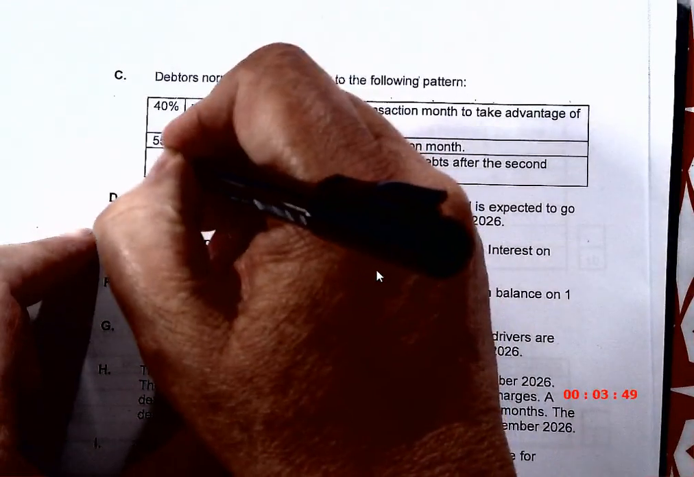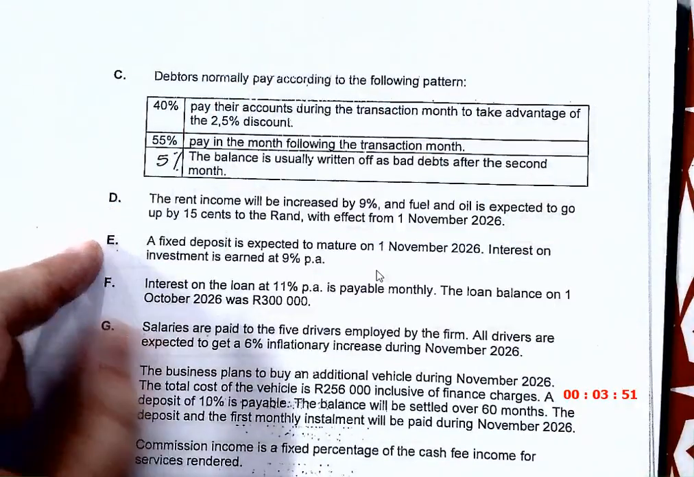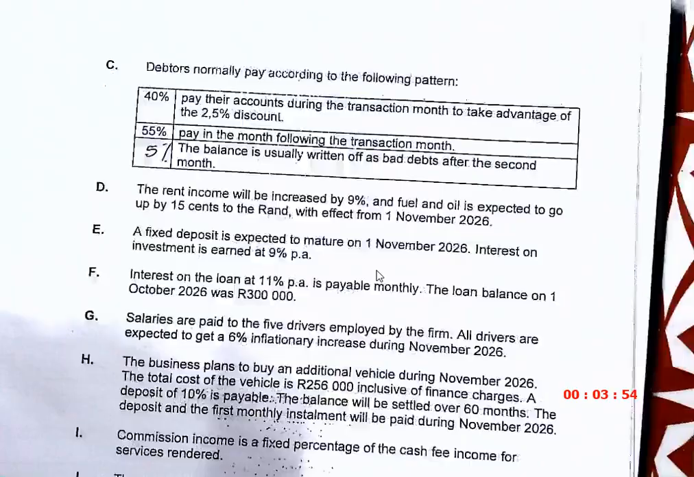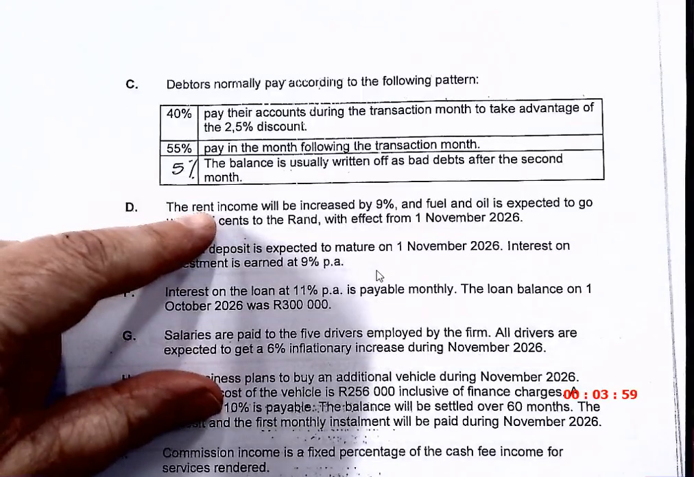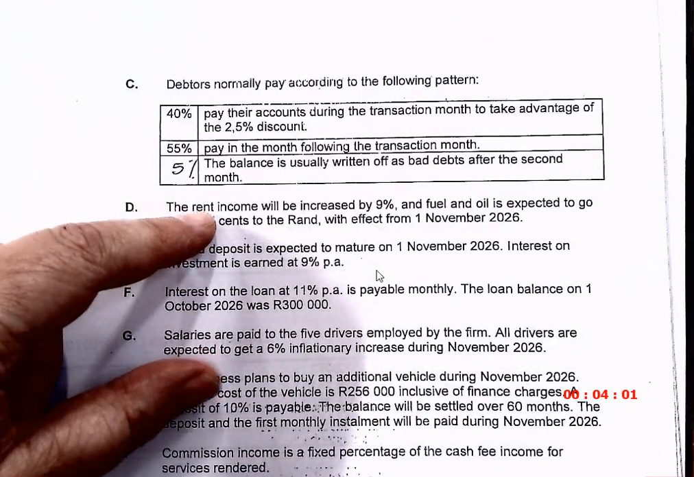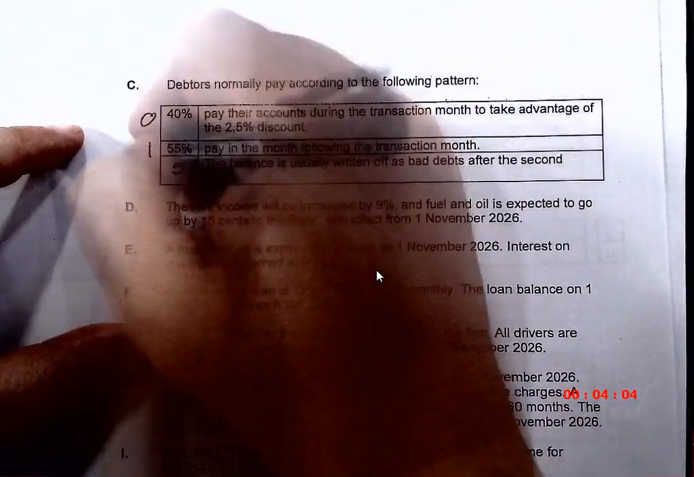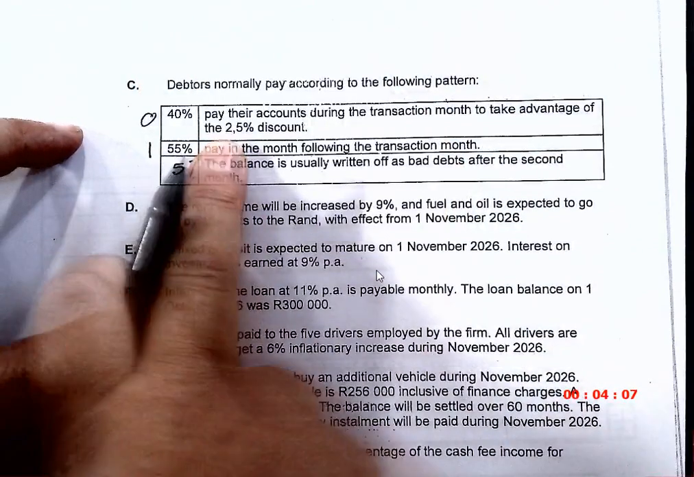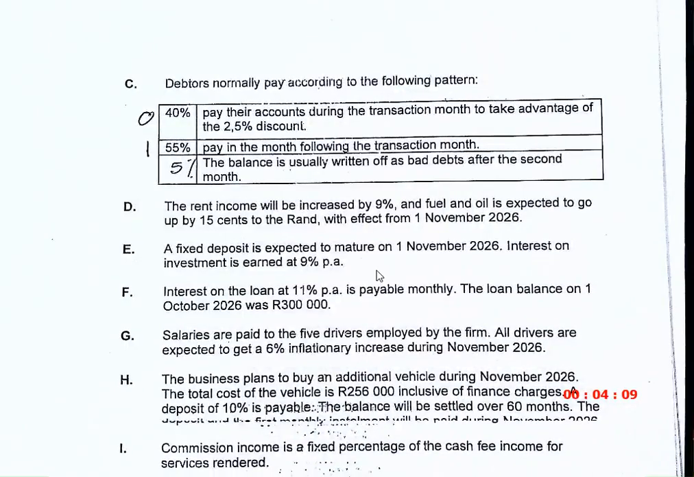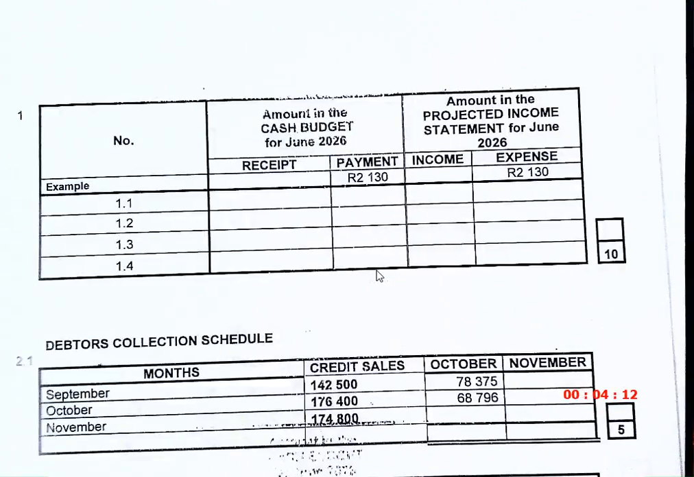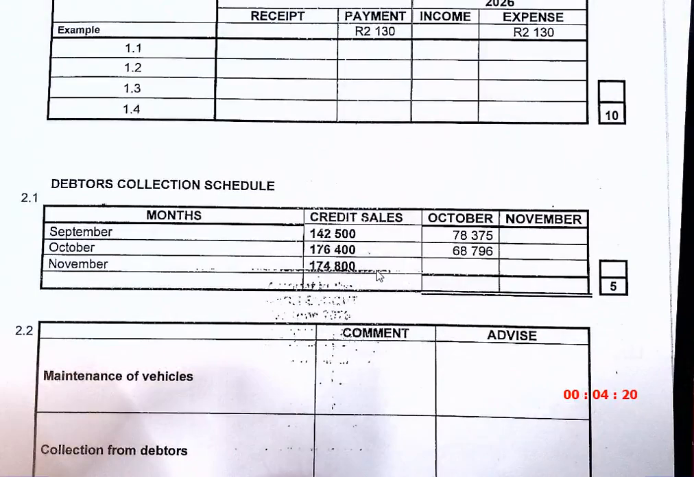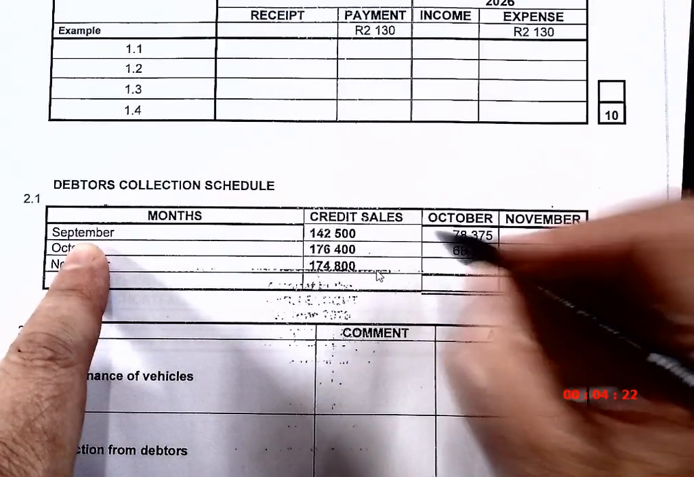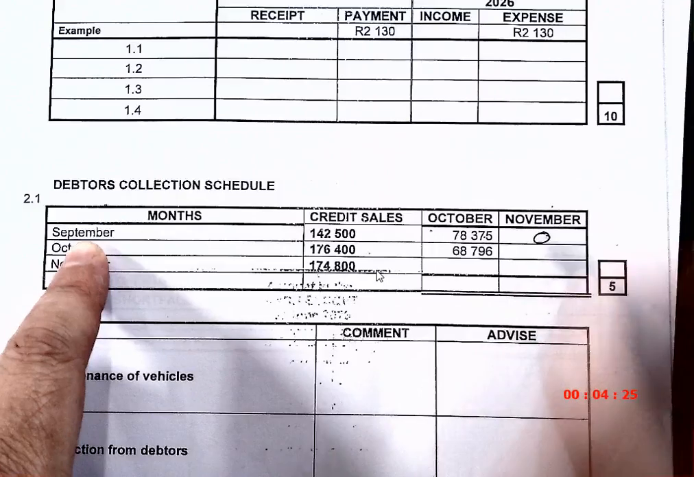So sometimes they don't give it to you, and then in the paper they ask you how much is the bad debts. Okay, so now I say 40% pay in the month of the transaction. So this is 0.1. Okay, and there's discount of 2.5. So now I need information to see what is, they already gave me my credit sales, right? So I can just go calculate. So September is 0, October is 1. It's already done. Nothing goes into November.